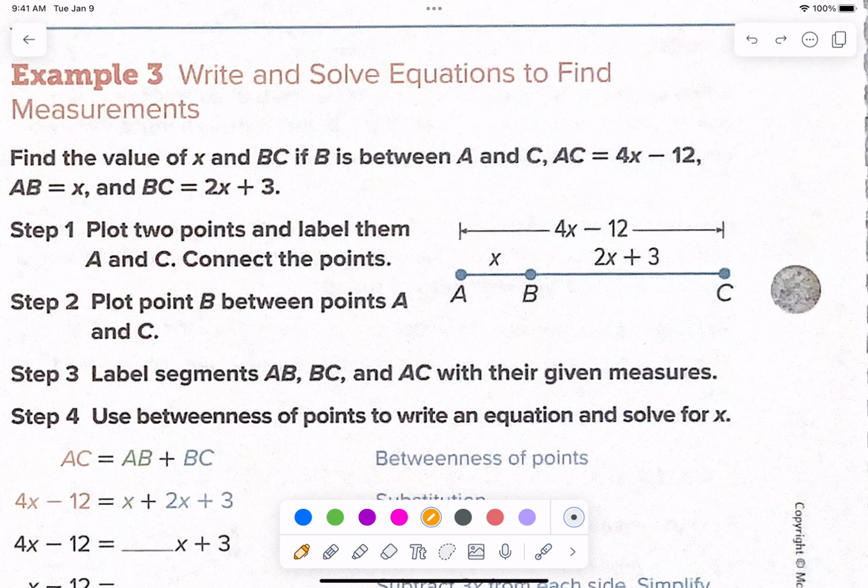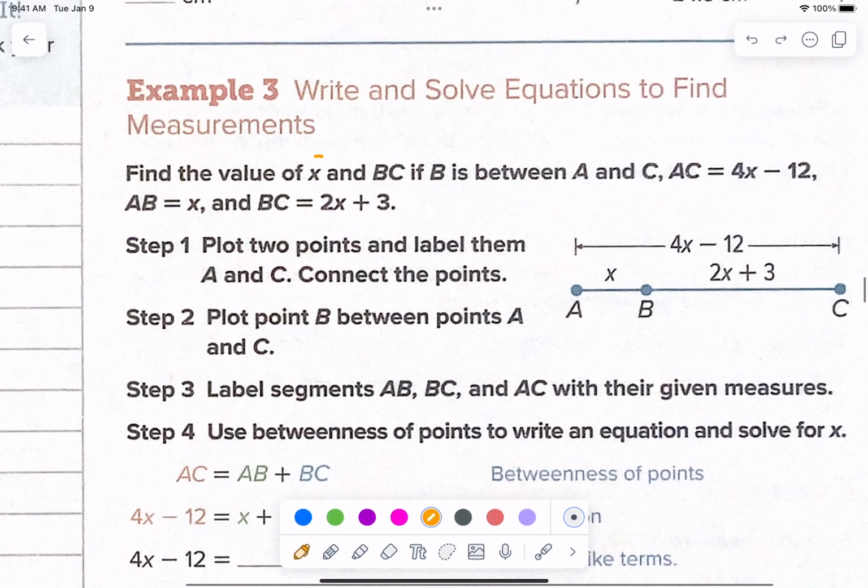Read the instructions. Ready? Find the value of X and the value of BC. I say read the instructions because you're going to find the value of X and move on to the next one, and then you'll miss half of the problem. Make sure you read to see if you are done with the problem.